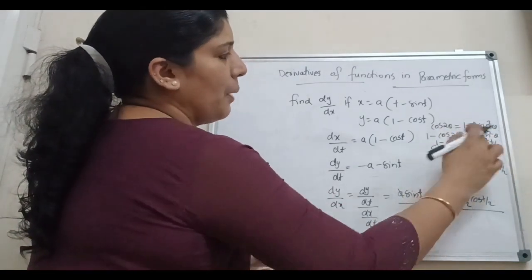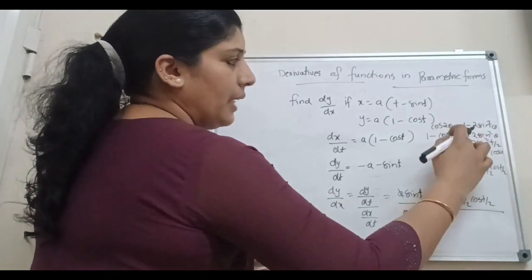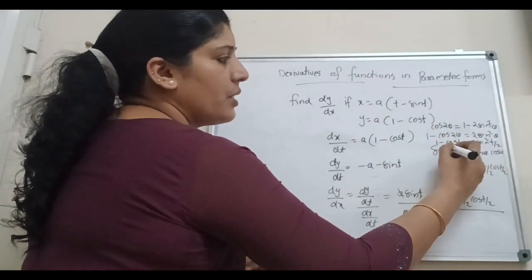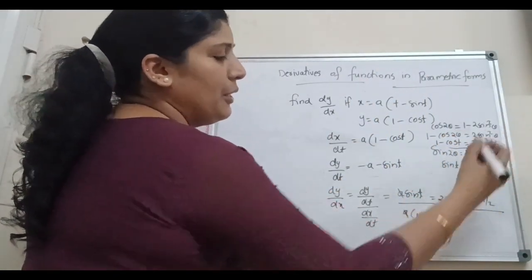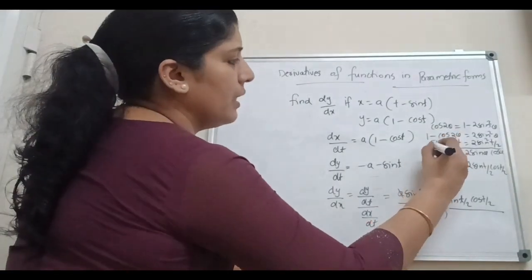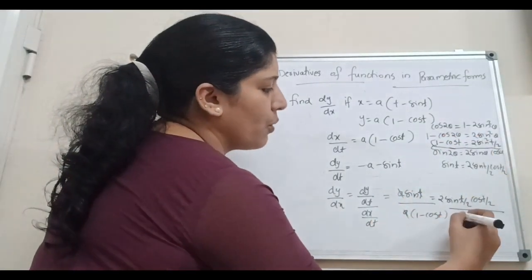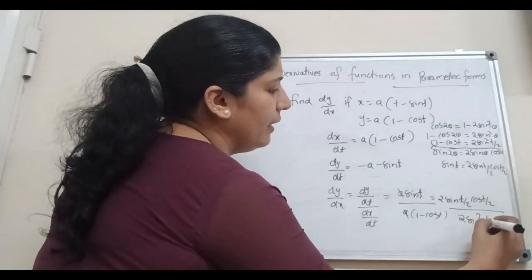That is, 2 theta can be expressed in terms of theta. In the same manner here, cos t can be expressed in terms of t by 2. That is 1 minus cos t is equal to 2 sin square t by 2. So the denominator 1 minus cos t can be written as 2 sin square t by 2.